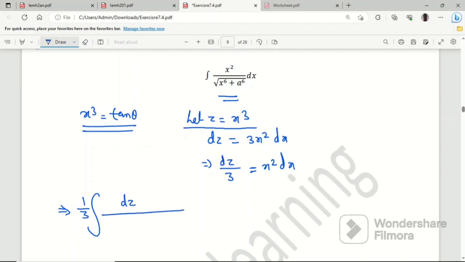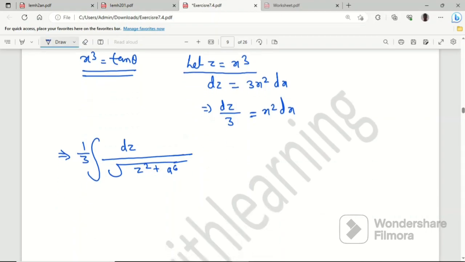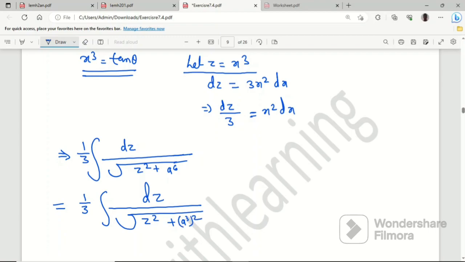So as x cube equal to z, it will give me z square plus a to the power 6. Okay, there is no problem. Since it is constant, there is no problem. I could have tried some other substitution, like z equal to, I could have taken a cube into x cube, then it would have been much better. But right now there is no problem. This is also fine. I can write z square plus a cube square. Obviously I can do this.